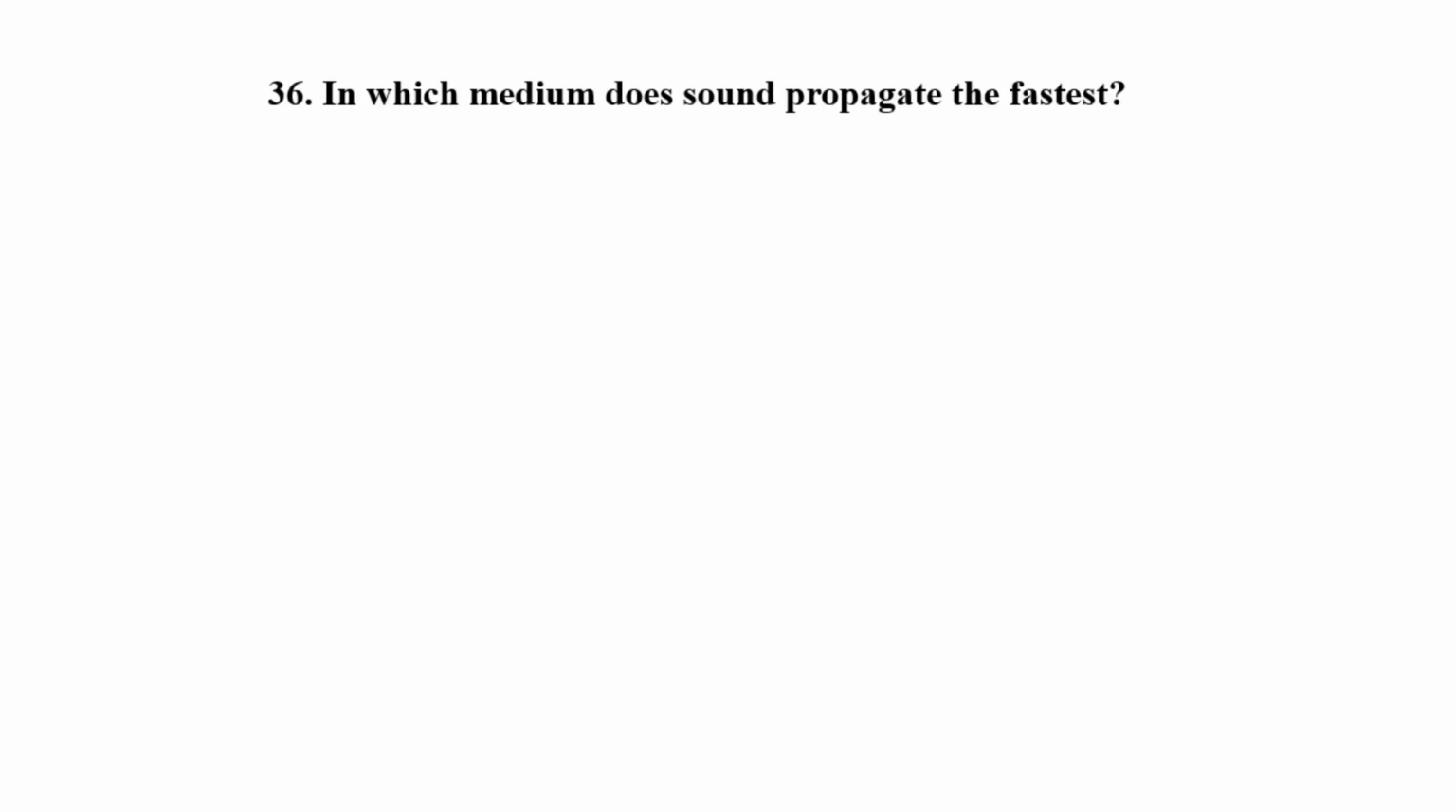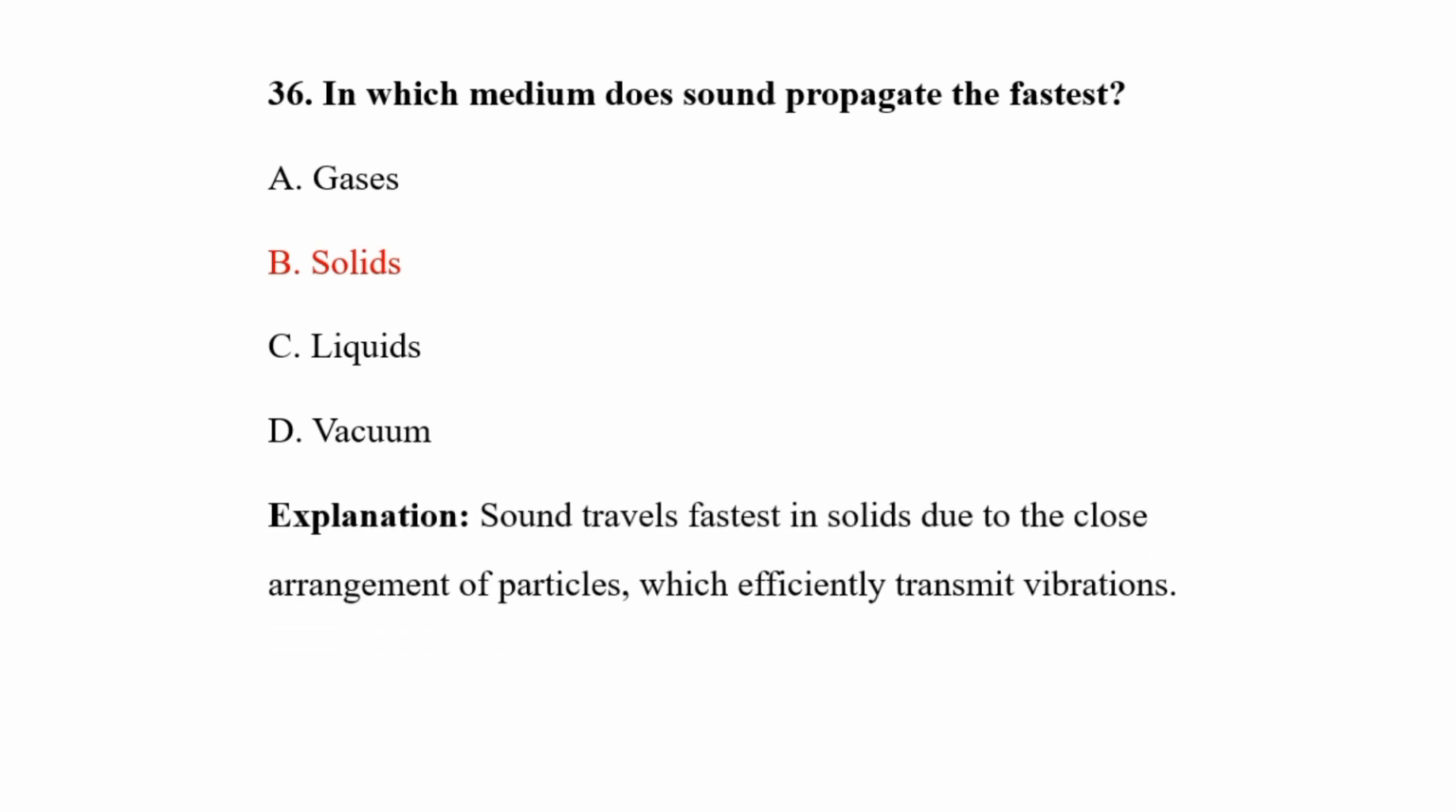Question number 36. In which medium does sound propagate the fastest? A. Gases. B. Solids. C. Liquids. D. Vacuum. The answer is solids. Sound travels fastest in solids due to the close arrangement of particles which efficiently transmit vibrations.